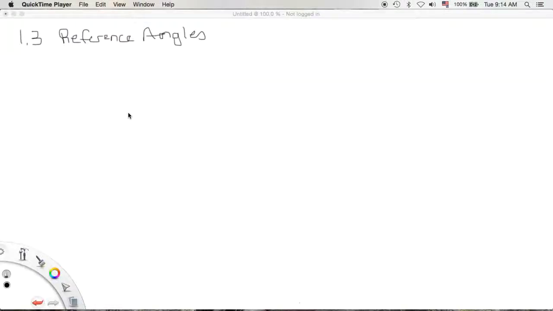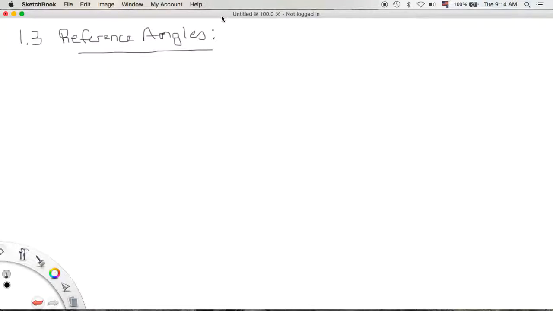Okay, now that we've established some trig functions, we're going to talk a little bit more about angles and make sure we've got everything explained with those. So the first thing we need to know is what a reference angle is, because we're going to use this when we're finding the trig ratios.